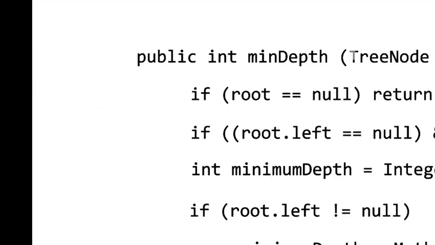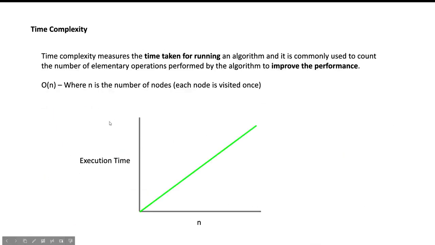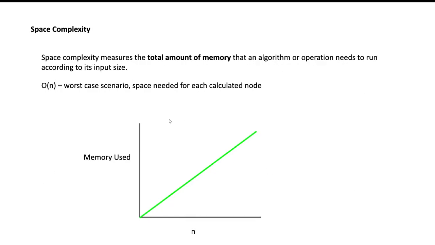Finally, I like to go through the space and time complexity. Time complexity is the time it takes to run a problem, and this is O of n. N is the number of nodes. We have to visit each node once, and so as you increase the size of the binary tree, it's going to take longer. And space complexity is also O of n. Worst case scenario, we need space for each calculated node. So that is also O of n.